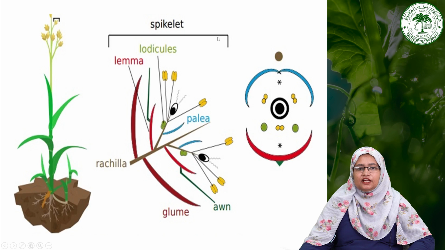If you look at a single spikelet, it has a rachilla, and in the lower portion there is a presence of a glume. On each rachilla there is a lemma on one side and a palea on the other.